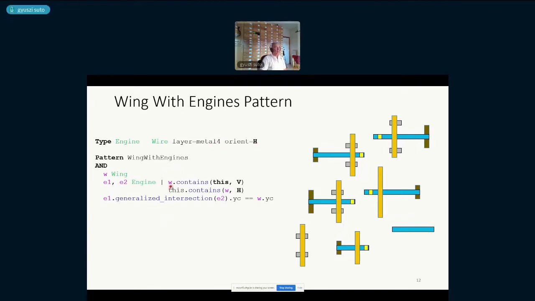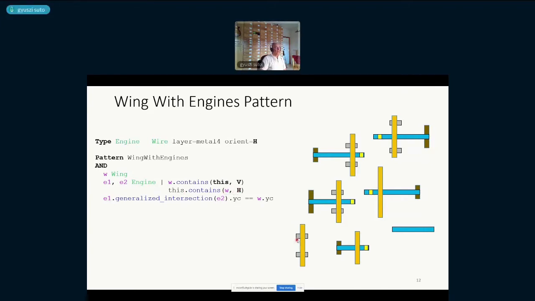And this line says that the wing contains this in the vertical projection. So if you project the orange line to the left, to the vertical axis, that projection has to contain the projection of the first engine and the projection of the second engine. This keyword is basically a placeholder for E1 and E2, meaning both of them. And then also, this contains the wing in the horizontal projection. If we project it to the x-axis, the projection of the first engine has to contain the projection of the wing, and the projection of the second engine has to contain the projection of the wing. This is this second line.